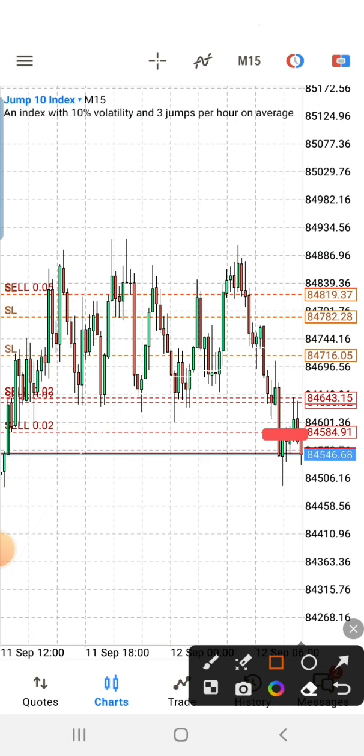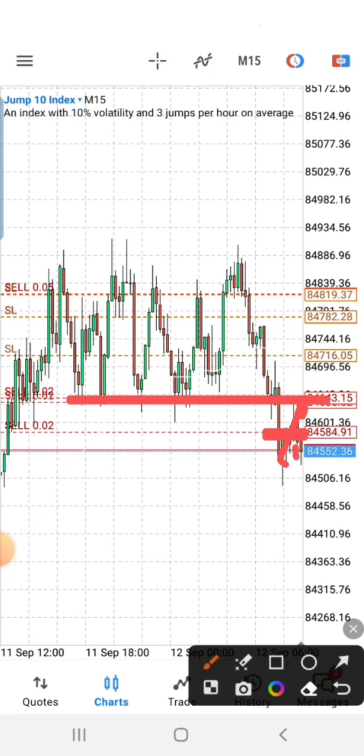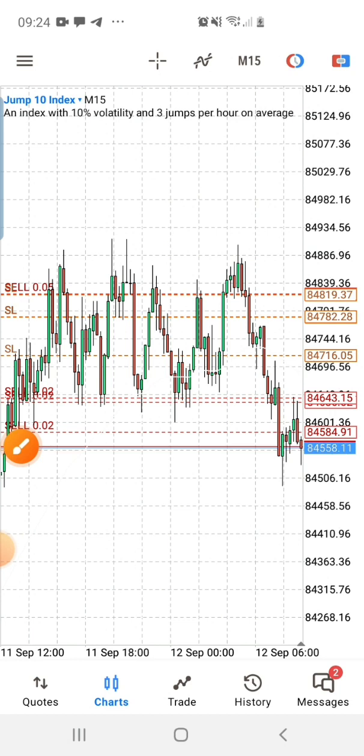Then after that second entry, the price also put me into some losses, a bit of drawdown, and retested my level. Look at my level. The price started to go back and retest that level. That's exactly where I made the next entry, and I'm hoping that the price will push all the way to the downside.